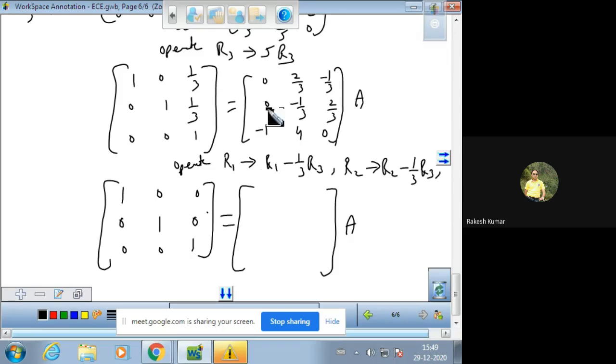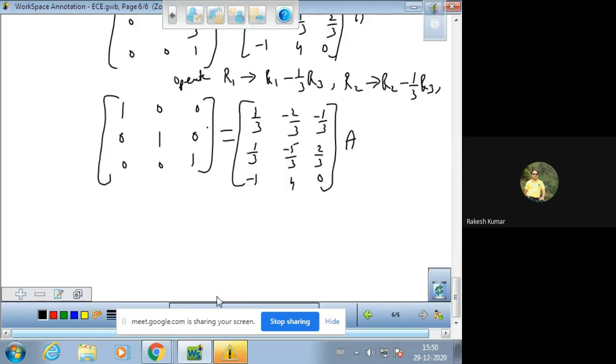So this is 0. The minus and minus will be plus. So this comes out to be 1 by 3. And 2 by 3 and minus 4 by 3. That is minus 2 by 3. Minus 1 by 3. And similarly, R2 as R2 minus 1 by 3. This comes out to be 1 by 3. And minus 1 by 3 minus 4 by 3, minus 5 by 3. This is 2 by 3. This is minus 1, 4, 0.